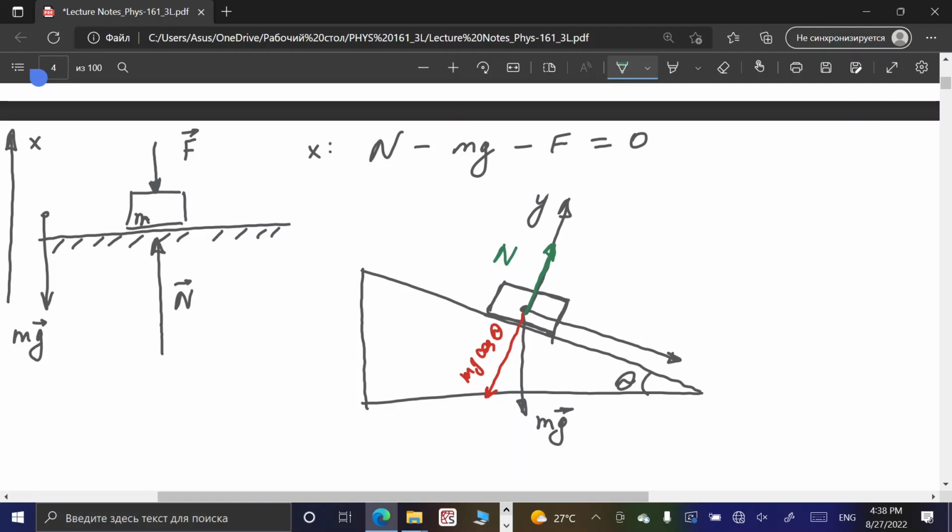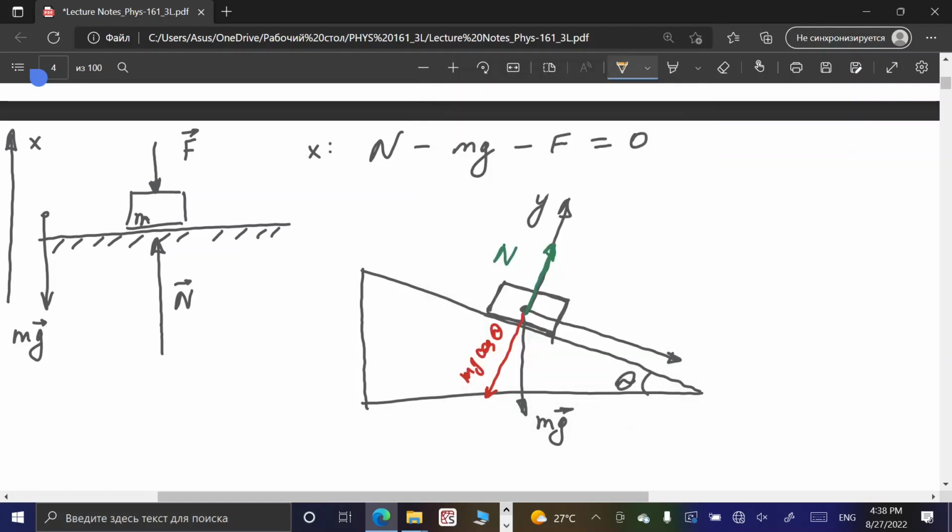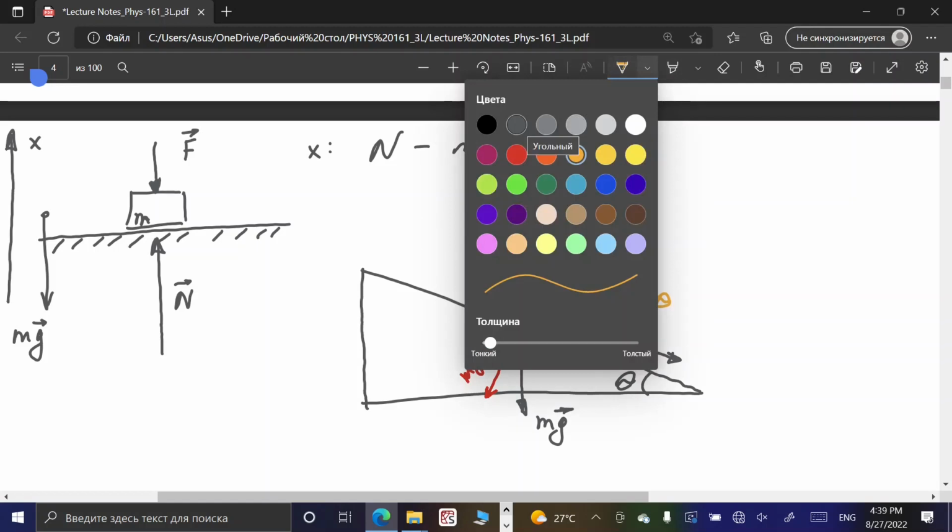And also we have an additional x component. So let me change to another color. This one will be mg times sine theta. So in this case, when we split this weight vector of the block into two components along axis y and x, we can write the equations for each direction, similar to what we did previously when we had only one direction.